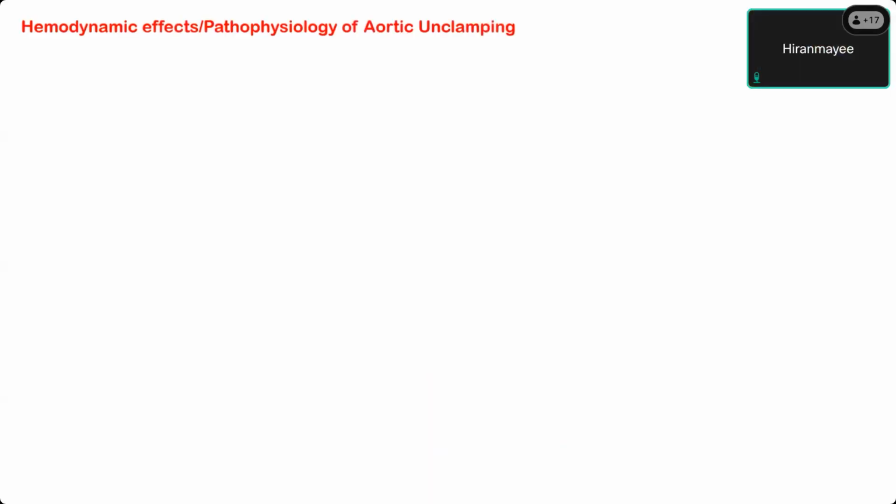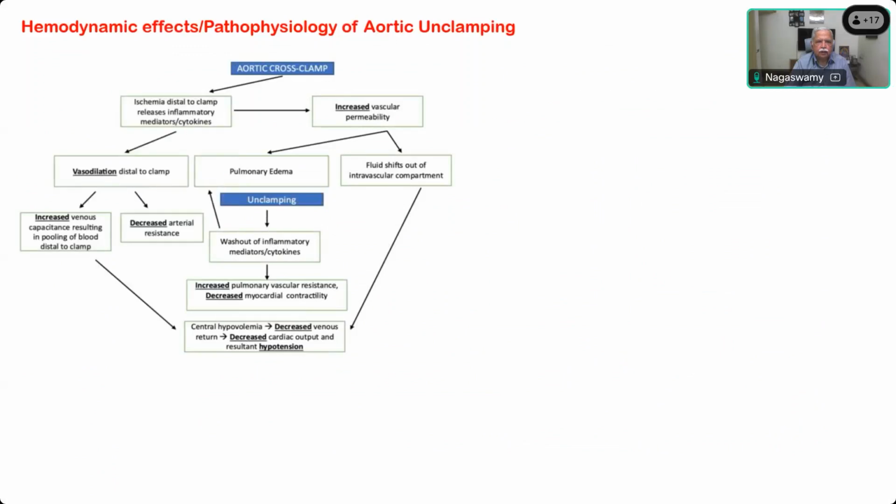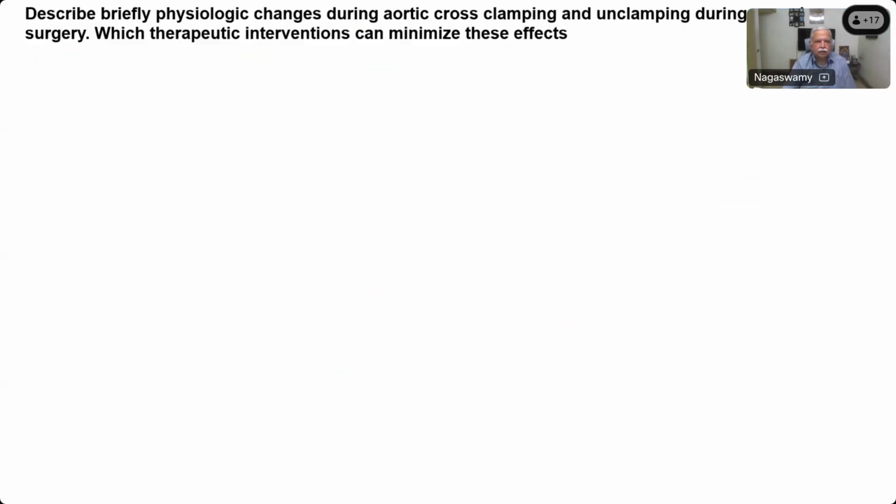Visible, sir. Okay. So the question is hemodynamic effects in pathophysiology of aortic cross clamping and unclamping. Describe briefly the physiological changes during aortic clamping and cross clamping during vascular surgery. Which therapeutic interventions can minimize these effects?